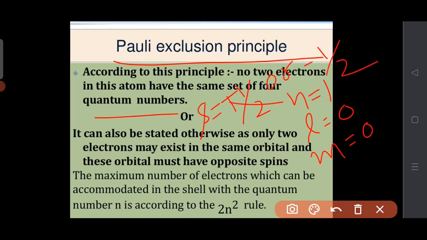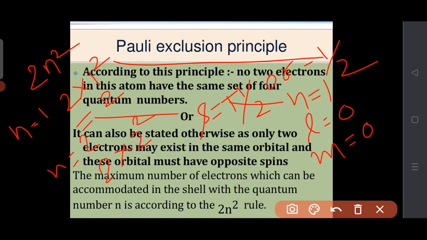So all 4 quantum numbers cannot be the same for any 2 electrons in the same atom. This is given by the Pauli exclusion principle. And the maximum capacity of electrons in a shell is indicated by 2n square. According to the 2n square formula, if n equals 1, in the first shell the maximum electron number is 2 into 1 square, that means 2. If n equals 2, then maximum electron number is 2 into 2 square, that means 8.